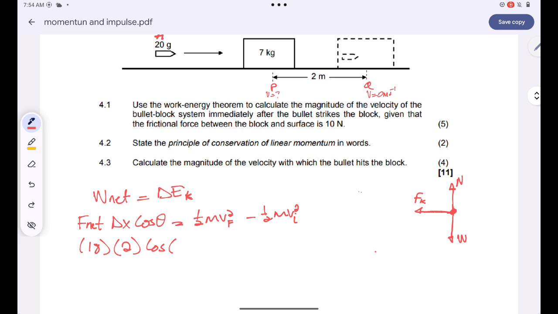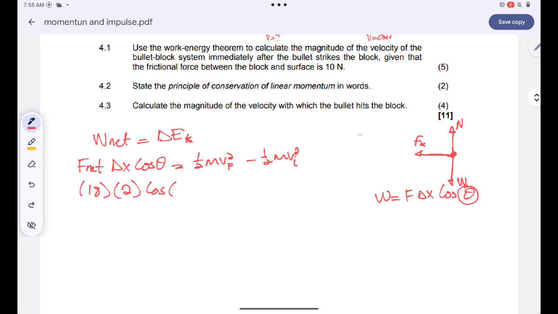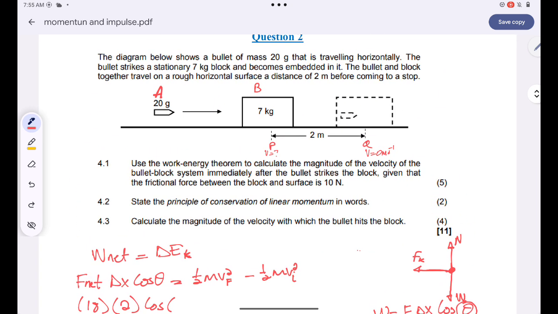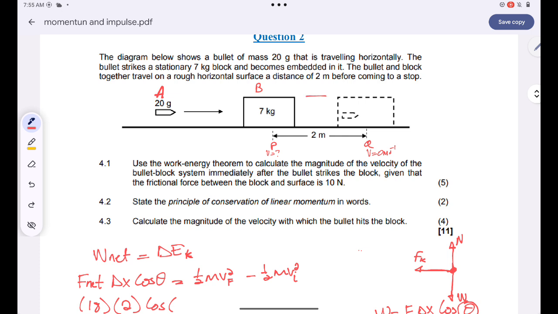cos theta here, guys, go work, energy and power, right? Work is equal to F d cos theta. This theta over here represents the angle between the force in question and the direction of motion. We can see that the block and bullet system are moving towards the right. However, frictional force, let me indicate in blue, is acting opposite to it. So the angle between the direction of motion and the force in question is 180 degrees.